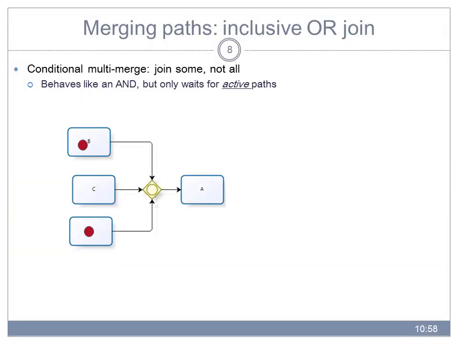And then finally, you can also merge paths using an inclusive OR join. So in this case, you will join some of the paths, not all. It behaves like an AND merge, but in this case, it only waits for the active paths. So this gateway here will know that B and D are active, but that the path that comes via task C is not active. So it will wait until B is finished and D is finished. So it has the 2 tokens, it merges them into one and continues to A.